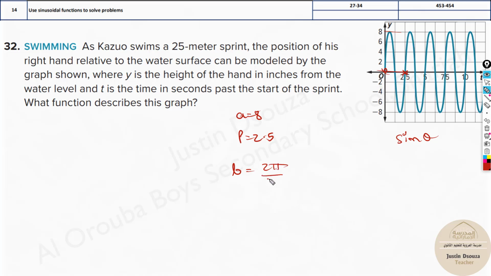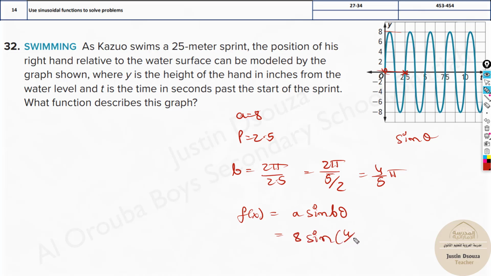B value is 2 pi by 2.5. This 2.5 is 5 by 2. You can use it in a calculator. So it'll be 4 by 5 pi. Now just substitute in the equation. Now there is midline, k value is 0. So that's fine. And now f of x is equal to a sine b theta. A value is 8 sine, b value we found out to be 4 by 5 pi theta.